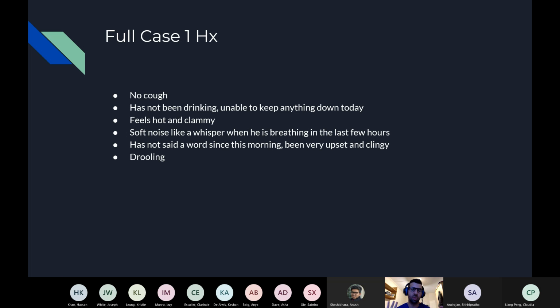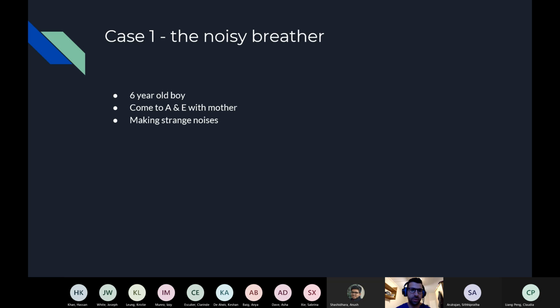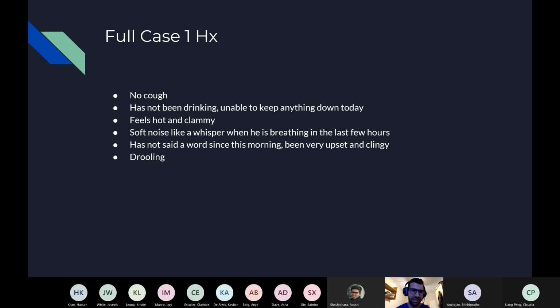So the good thing is to ask, what's their normal? The mother would have said their normal is a happy-go-lucky child, constantly babbling about. But today they haven't said a word, and they're very upset and clingy. Very important that will go to the mother. The patient is also drooling. So go back here a second as well. A 6-year-old boy making strange noises, and this is the full case.